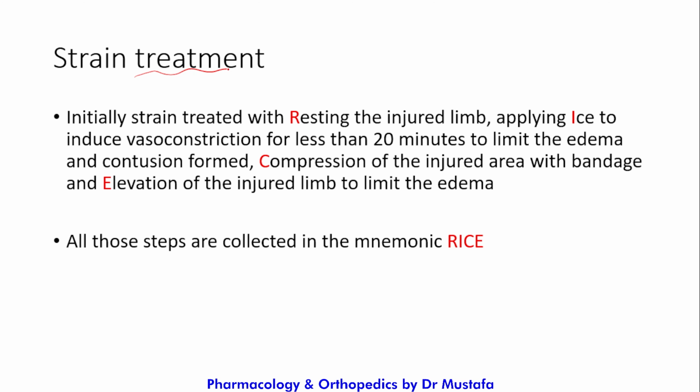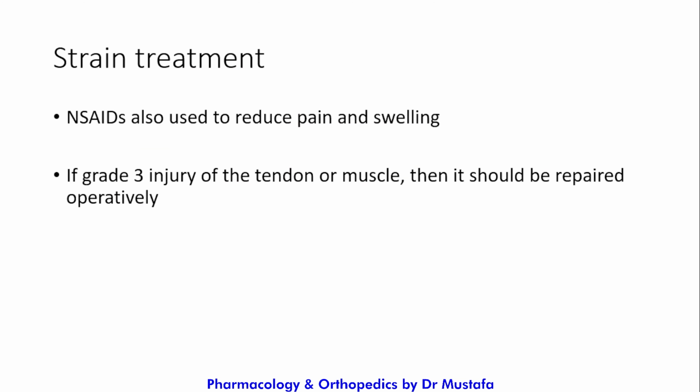Now let's talk about the treatment of the strain. So initially it is treated conservatively with the RICE method, which is resting the injured limb, applying ice to induce vasoconstriction for less than 20 minutes to limit the edema formation, compression of the injured area with bandage, and elevation of the injured limb to limit the edema. And those are collected in the RICE mnemonic, as we mentioned. NSAIDs are also used to reduce pain and swelling, and if it is a grade 3 injury of the tendon or muscle, then it should be repaired operatively.